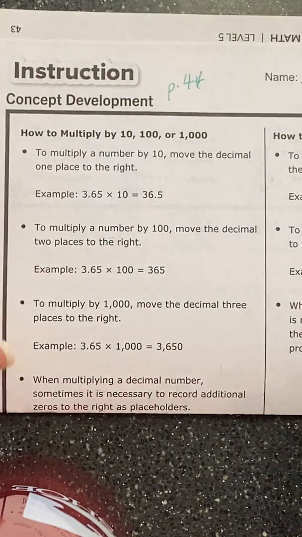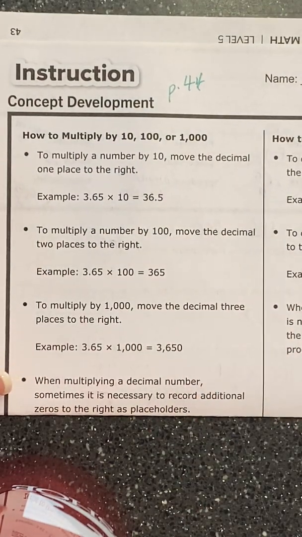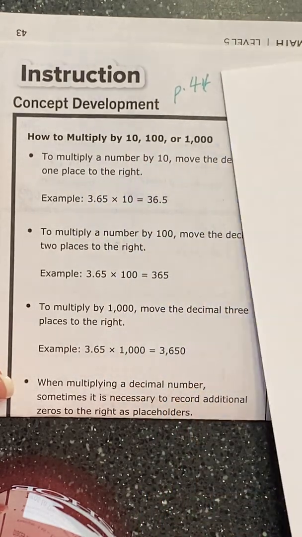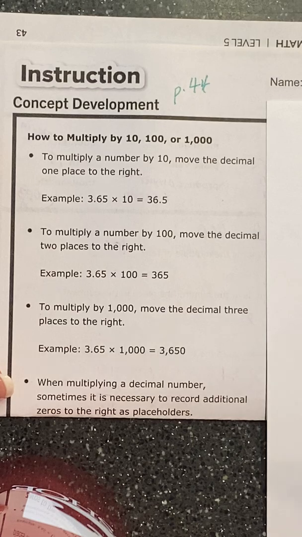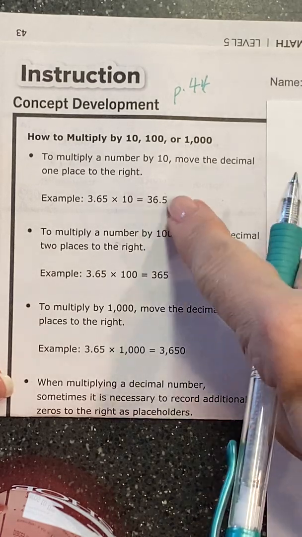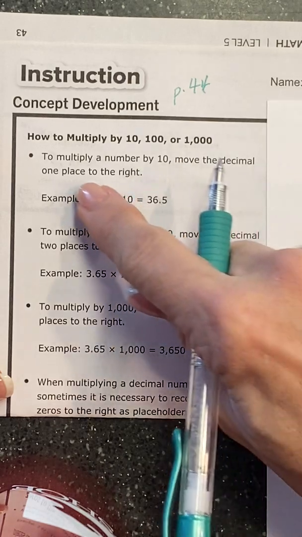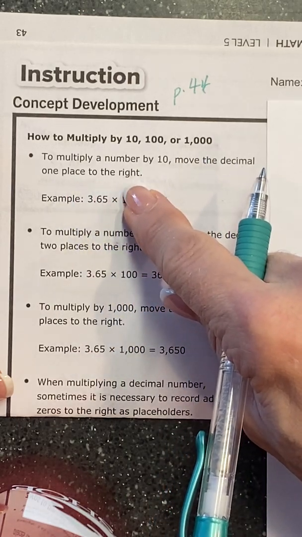All right, we're on page 44, concept development, how to multiply 10, 100, or 1,000. You may want to have a little piece of paper so you can write down some notes as I do, or write it off to the side. To multiply a number by 10, move the decimal place to the right.